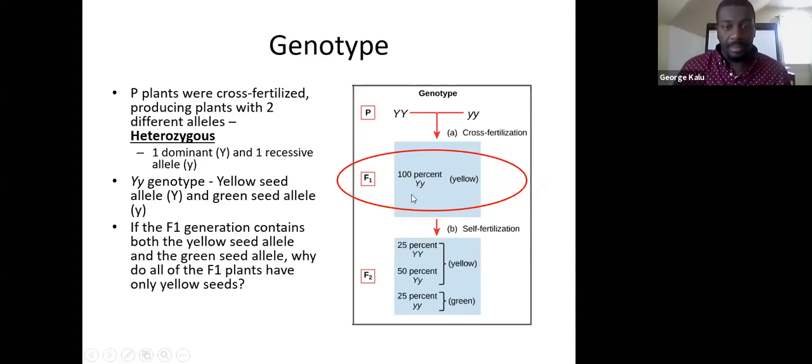So like we said, we have these heterozygous individuals that have one copy of the yellow allele and one copy of the green allele. However, all of these individuals are yellow. Does anyone have an idea why this would be the case? Why are all these individuals yellow even though they do carry the green allele as well? Anyone have an idea?